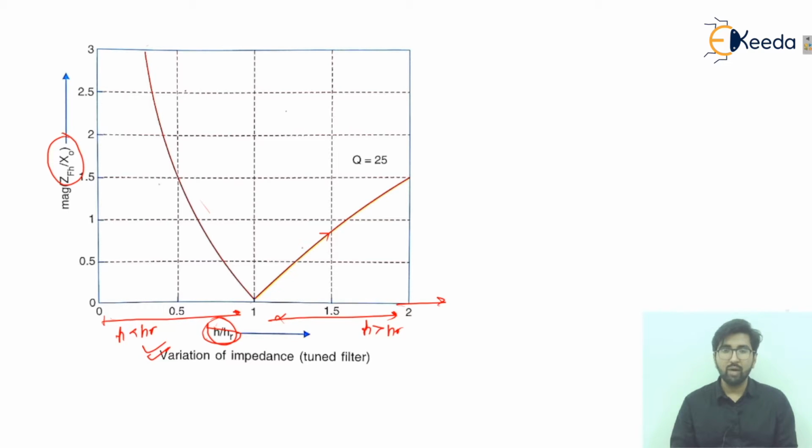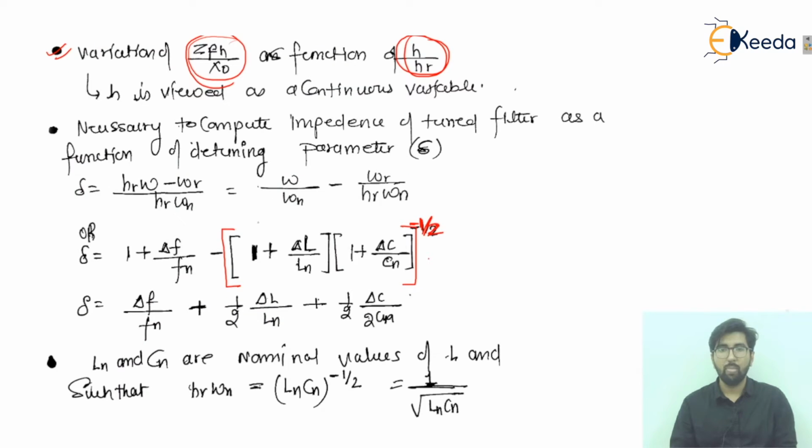Okay guys, so this curve is going to be like that. Up to 1 it will decrease, and after 1, when h is more than hr, it will increase. Now, what we are doing here is the variation of h, where h is viewed as a continuous variable. That is the continuous variable we are using.